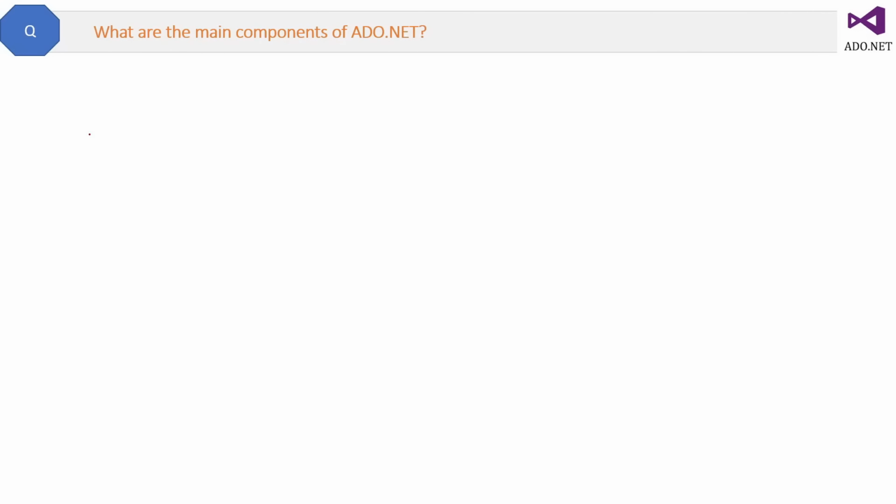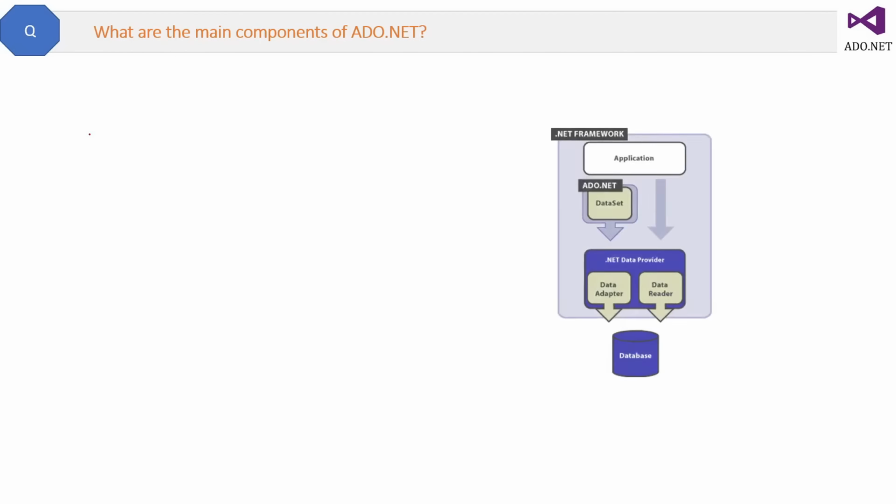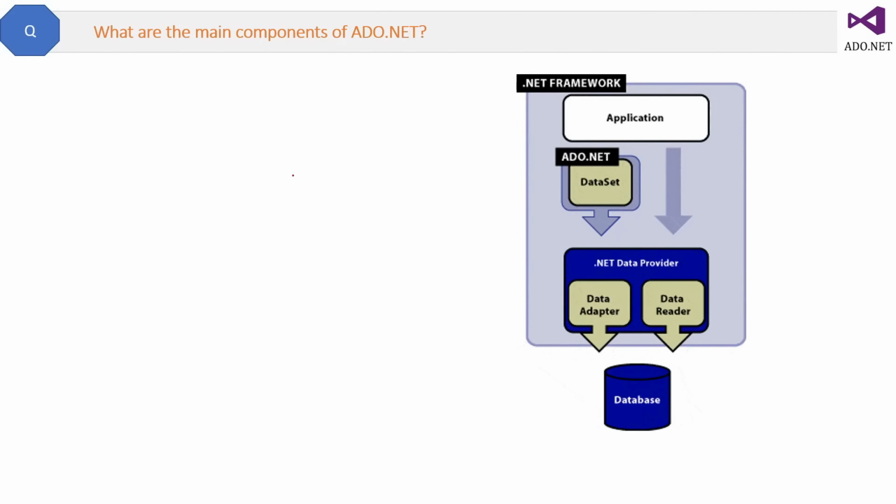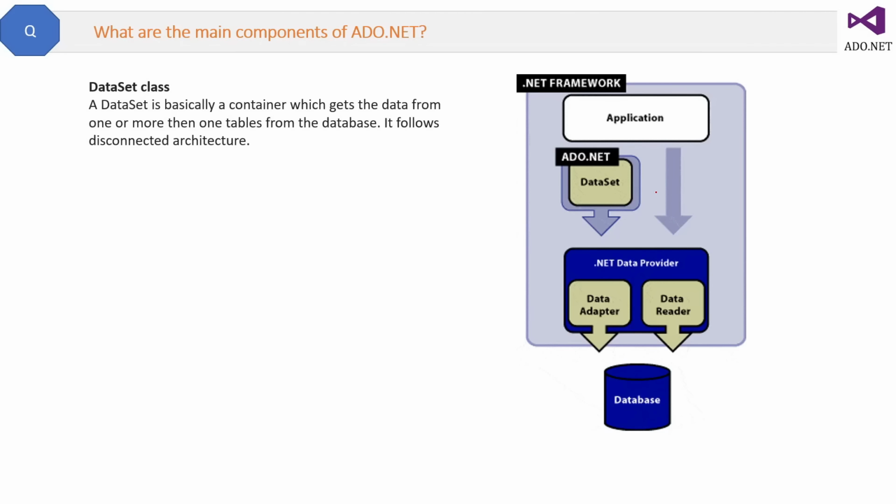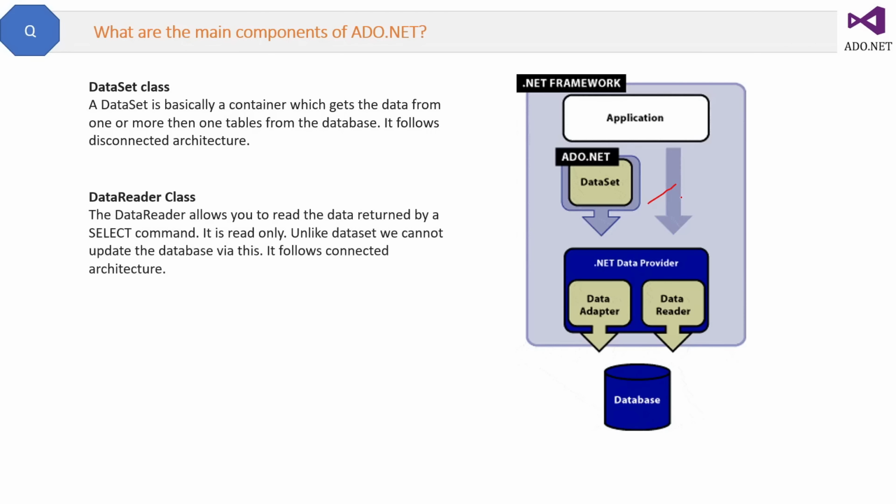What are the main components of ADO.NET? Here you can see the simplest diagram of the ADO.NET architecture. First component is the dataset class. A dataset is basically a container which gets the data from one or more than one tables from the database. It follows disconnected architecture. The next component is the data reader class.